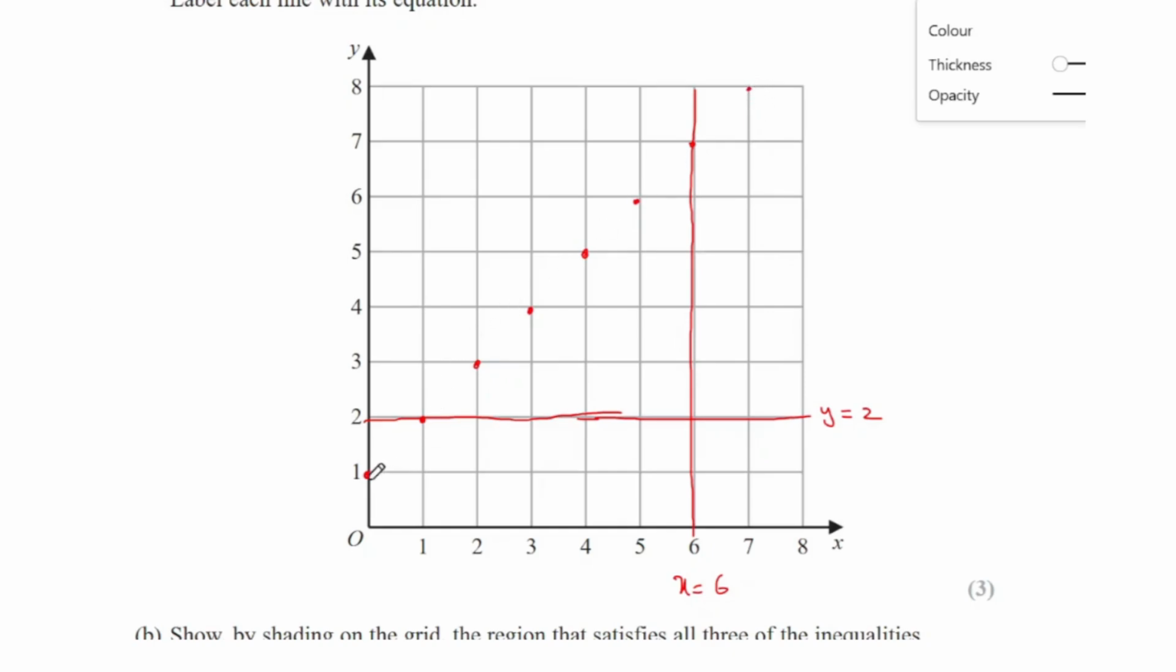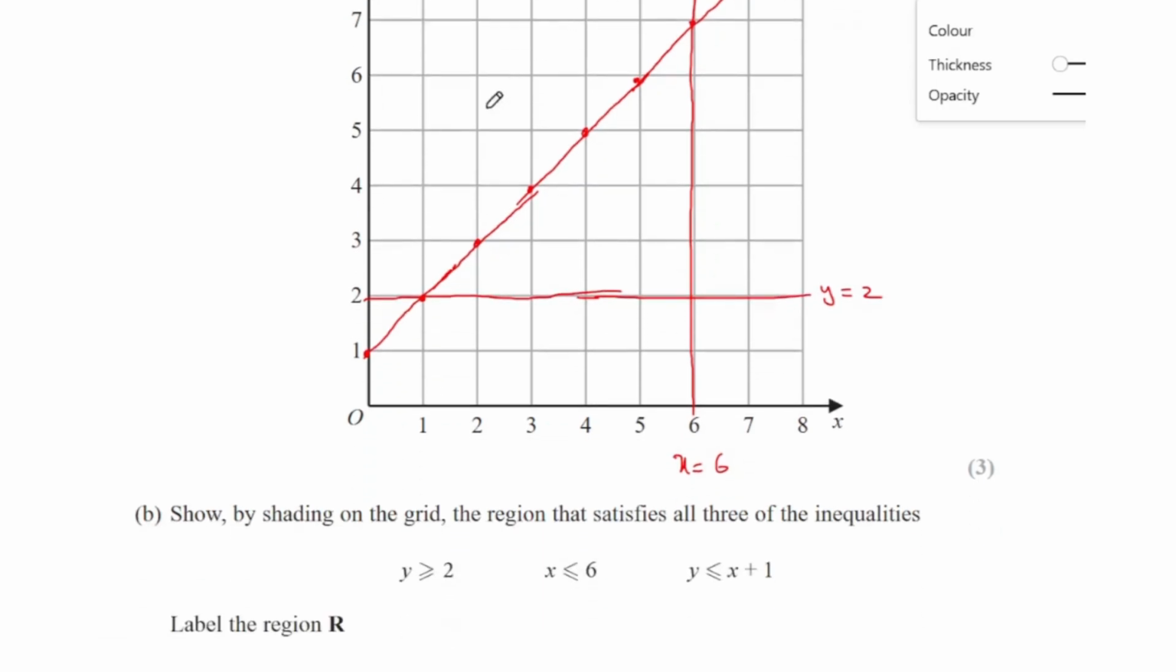Okay, I'm going to join these points with a straight line. So we're going to join them with a straight line. So we can see this part is done. Okay, let's see what is the equation for this one. So y is equals to x plus 1. Let's see what the question says.